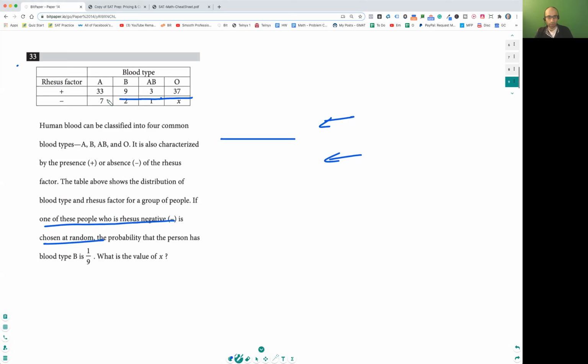These many, all of these. Okay, so I'm just going to write down 7 plus 2 plus 1 plus x. 7 plus 2 plus 1, 7 plus 2 is 9, plus 1 is 10, 10 plus x. Okay, and the probability that a person has blood type B, right, which means this guy is going to be the denominator. So you can just totally ignore this. This is not even important.